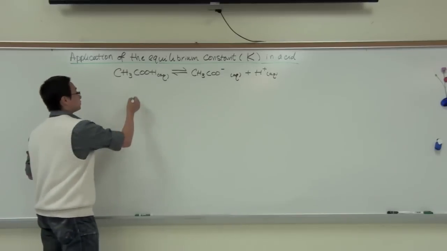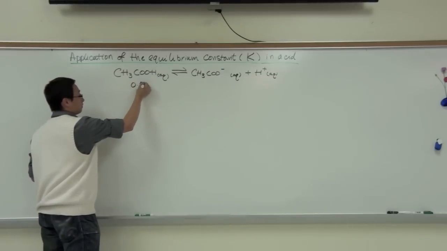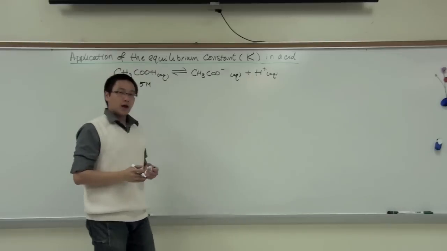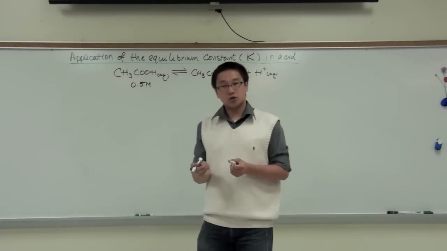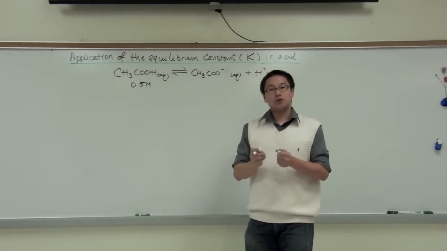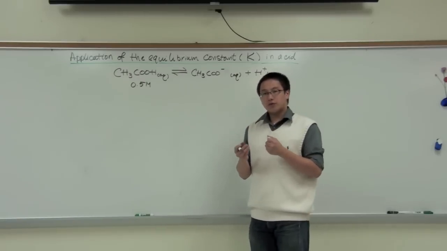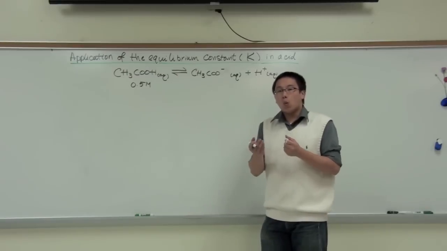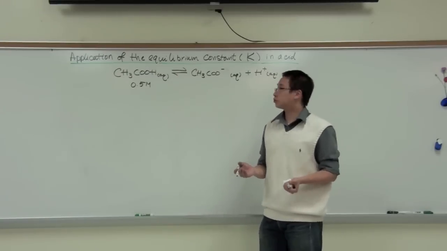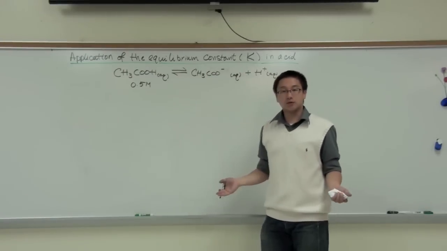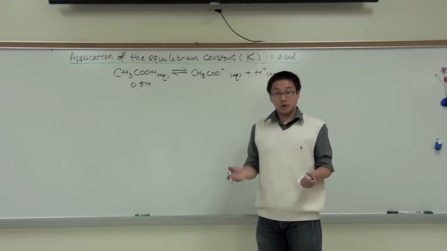Now, let's say we have the same concentration, 0.5 molar. And we understand that it is going to dissociate, but it is only going to dissociate slightly. Now, after the dissociation, what is going to happen? What would be the concentration of all these three chemicals? We don't know.